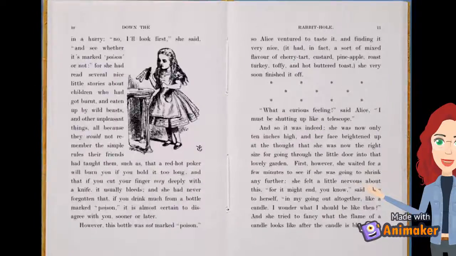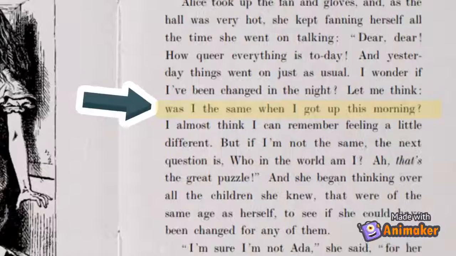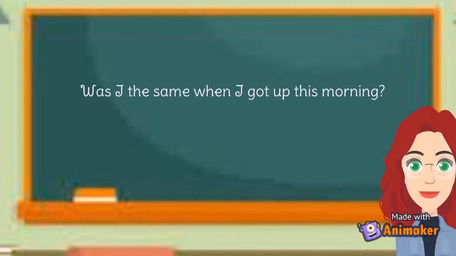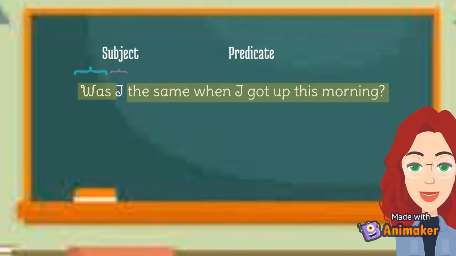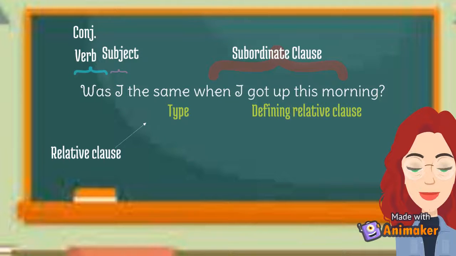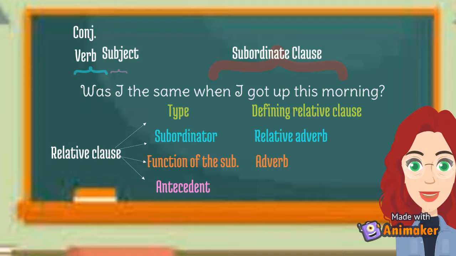Let's go to page 19. In the following complex sentence, was I the same when I got up this morning? We find the subject and the predicate. In the predicate, the main verb or conjugated verb is was, and the subordinate clause corresponds to a defining relative clause, whose subordinator is a relative adverb with the function of an adverb, and the antecedent corresponds to the time expression this morning.